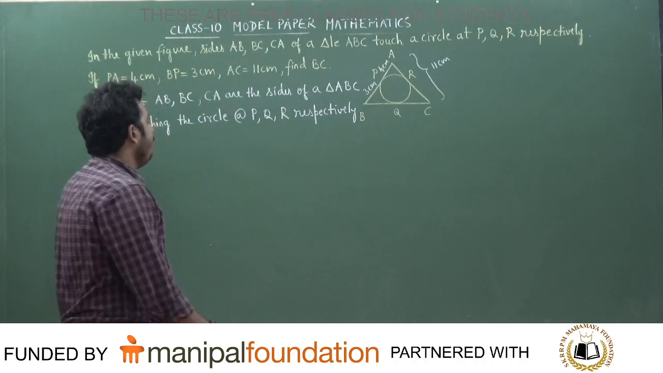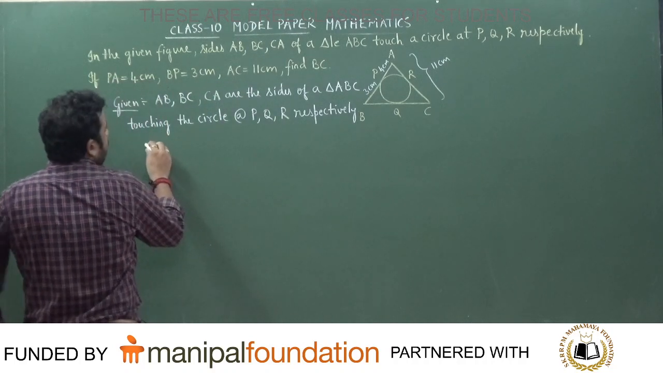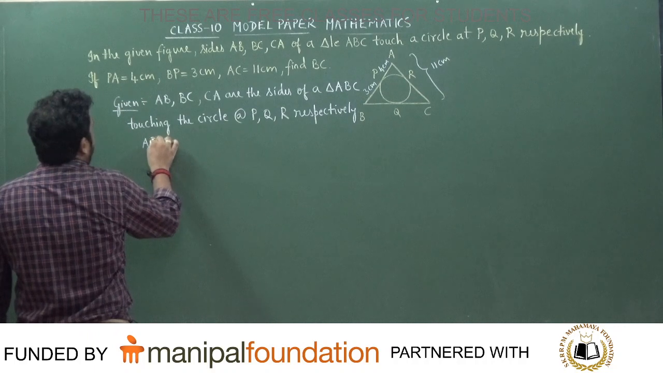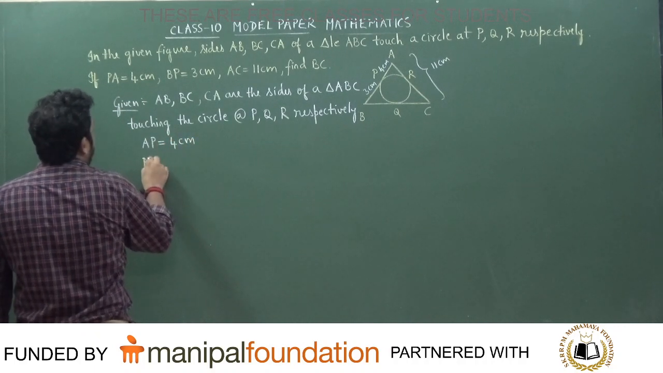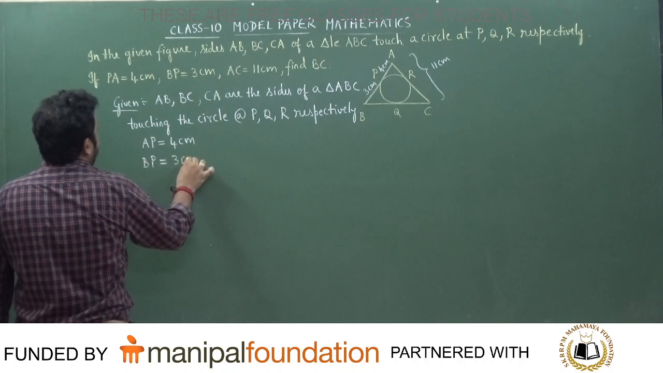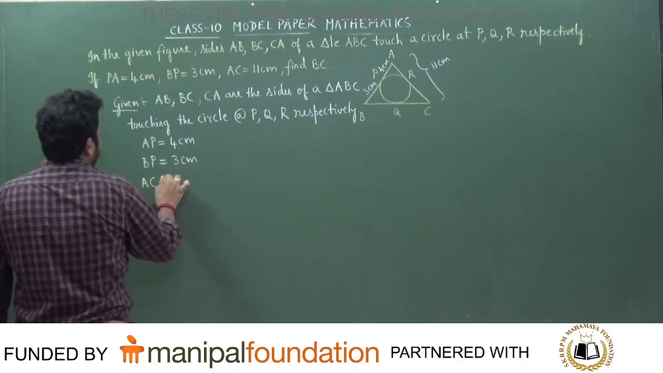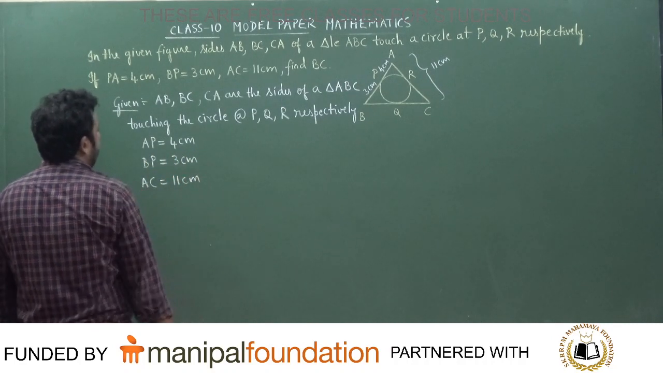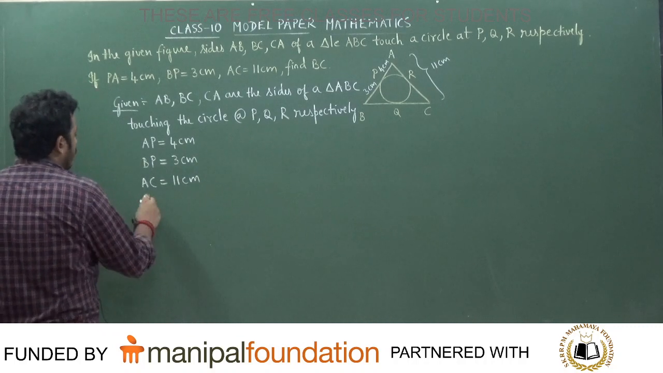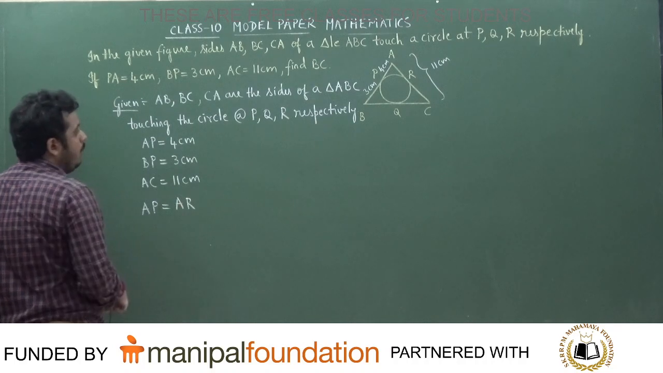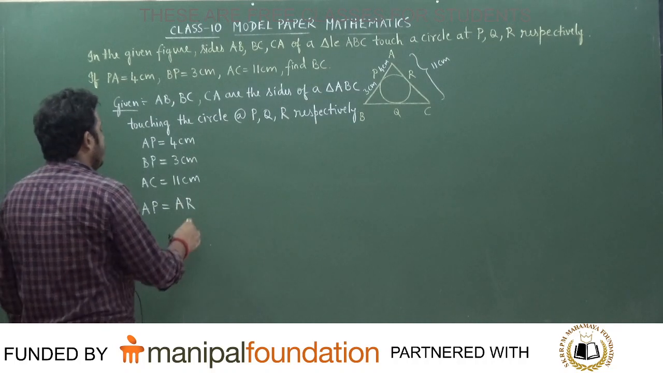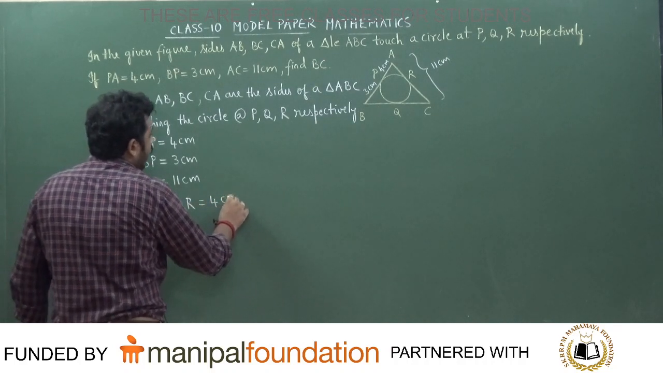Is it okay? So now see here. What is given in the problem? AP or PA is equal to 4 centimeters. Then BP is equal to 3 centimeters. And AC is given as 11 centimeters. Correct or not? Now we can say AP is equal to AR, and AP is equal to AR is equal to 4 centimeters.